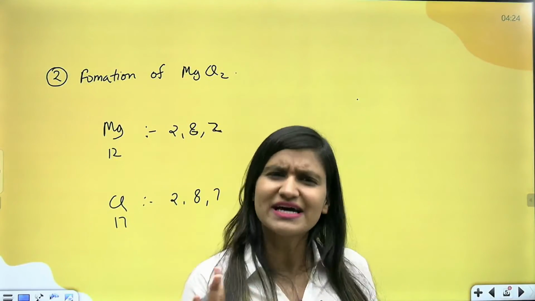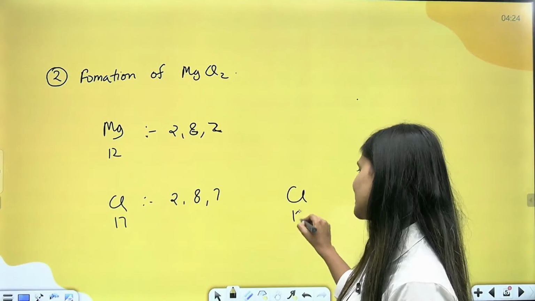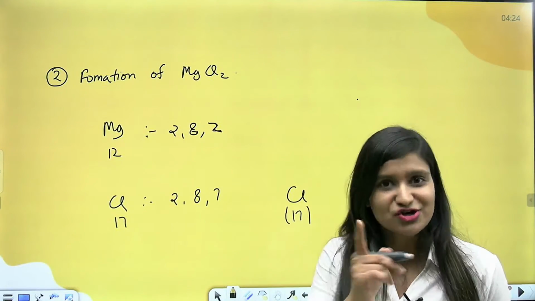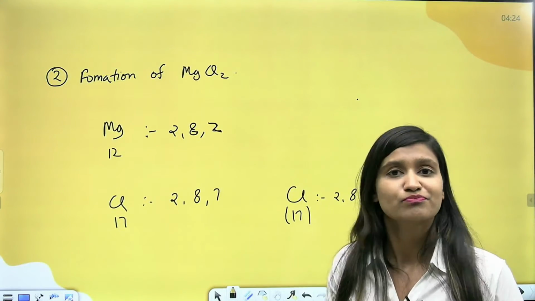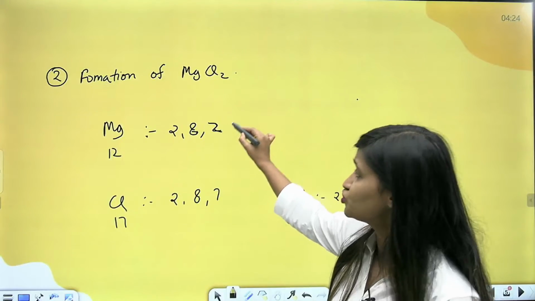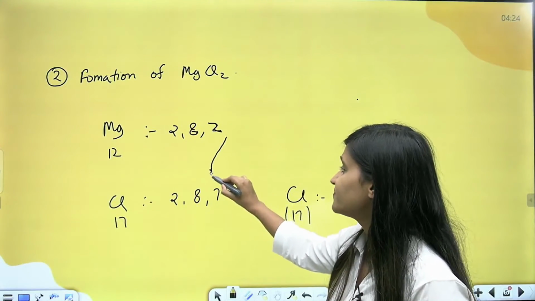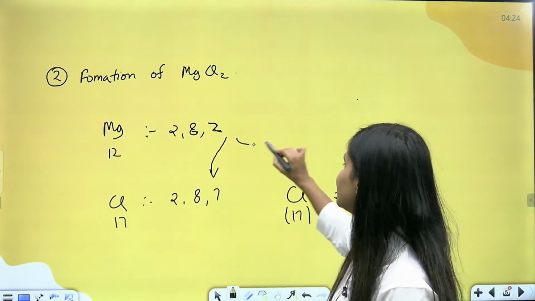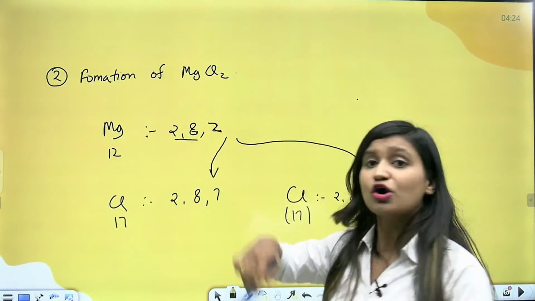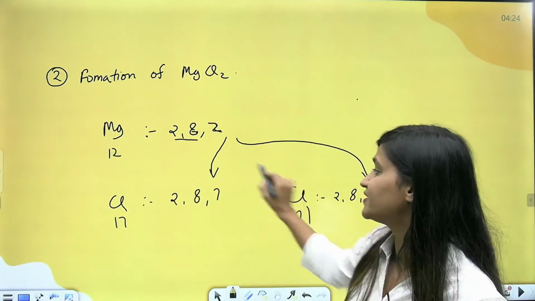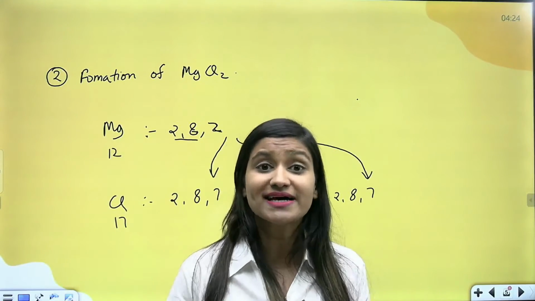But we can bring another chlorine, as simple as that. So another chlorine, again 17 is its atomic number, and it will become 2, 8, 7. Now out of these 2 electrons, what will happen? 1 electron will be donated here and 1 electron will be donated here, right? Here also the octet will be completed, and here also the octet will be completed. So that's how it works.